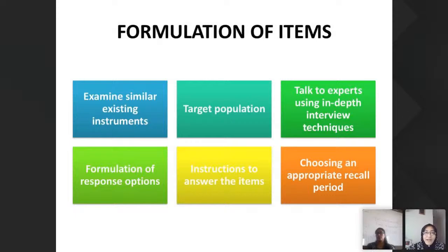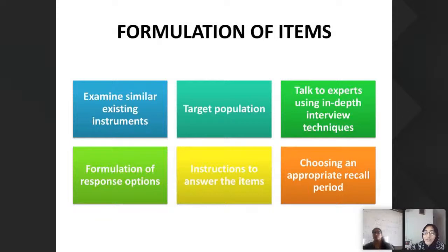Another important thing we have to bear in mind when we want to formulate the items: it is good for us to talk to the experts, the ones who really know the subject matter of the research we would like to do. One thing we can use is in-depth interview techniques. Before you talk to the expert, make sure you equip yourself first with an extensive review. Then you can go and discuss with the expert the important points, according to your research question or research objective, so you should be able to formulate items that will answer your research question and research objective.